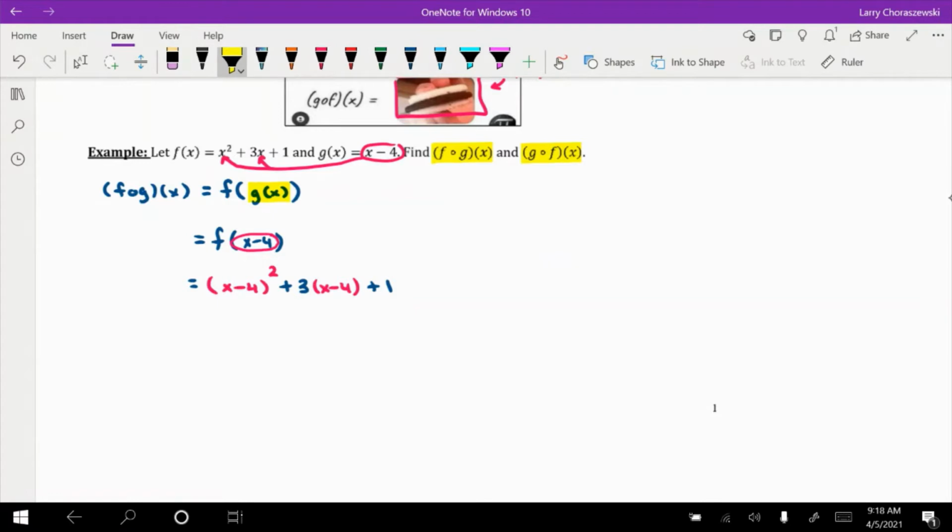Now let's simplify. That square is going to require that we FOIL, and when we do, we're going to get x squared minus 8x plus 16. And we can distribute the 3 to clear parentheses for that. And of course our plus 1. And we'll combine all like terms to get x squared minus 5x plus 5. Make sense?